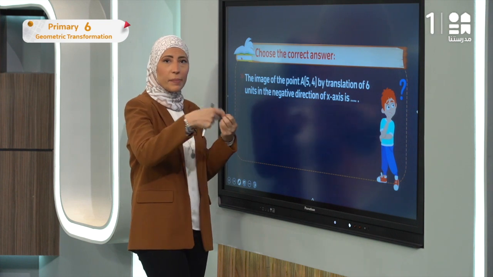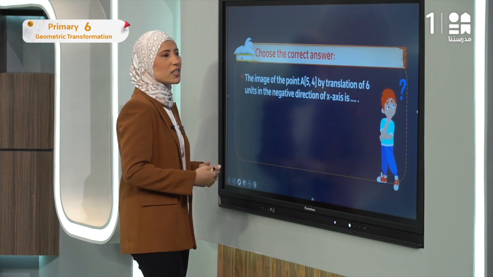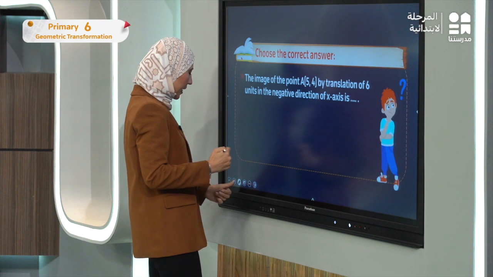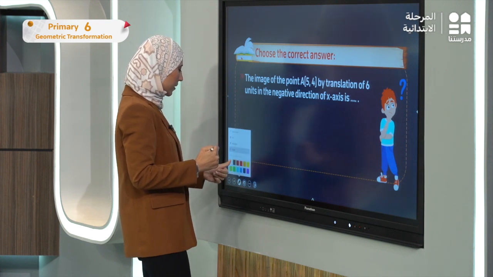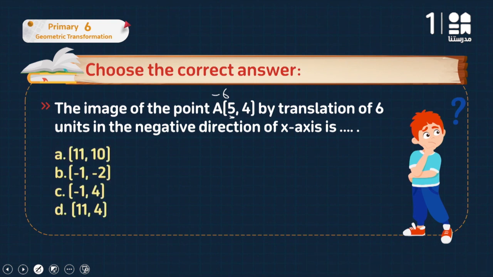طب تعالوا كده نكتبها translation of 6 unit in the negative direction. It's like moving on the x-axis في الـx. يعني انت كأنك في الـx هتعمل ايه؟ moving negative. يبقى كأنك negative 6. كأنك بتعمل minus 6 للـ5. طيب it will be الإيمج بتاعتك هتبقى ايه؟ negative 1 و 4.